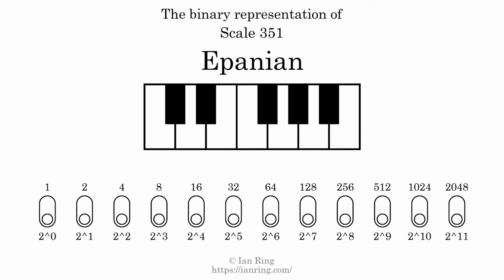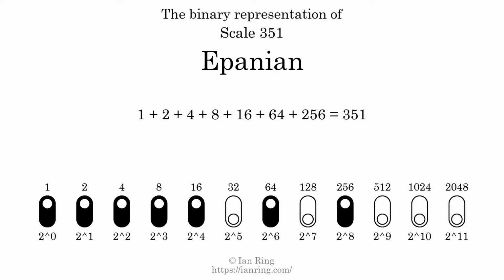The binary representation of this scale is determined by mapping tones of the scale to binary digits. Each binary digit represents a power of 2. To get the scale number, we add the powers of 2 together. The powers of 2 that are present in the scale, all added together, equals 351. That is why the scale number, in decimal, is 351.